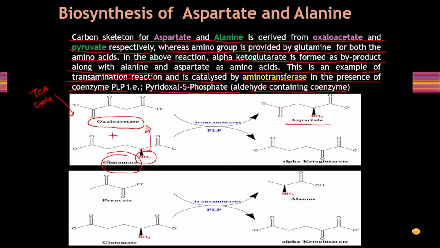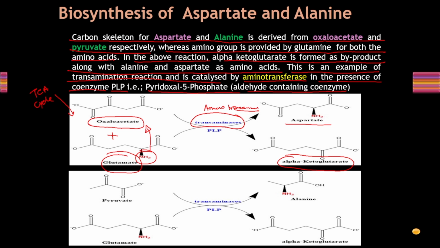On the other hand, the glutamate is going to get converted into the alpha-ketoglutarate, and this type of reaction is called transamination. These reactions are catalyzed by the enzymes called transaminases or aminotransferases.